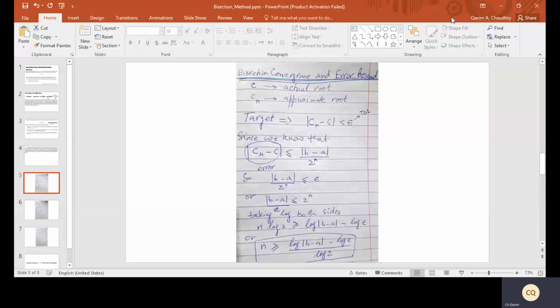Students, now we will talk about the bisection convergence and error bound. First of all, let me tell you briefly what convergence is. Let's say we have the exact value of the root. It means that is the exact solution, and we are going towards the exact solution. Basically, the ultimate goal is to find the solution.